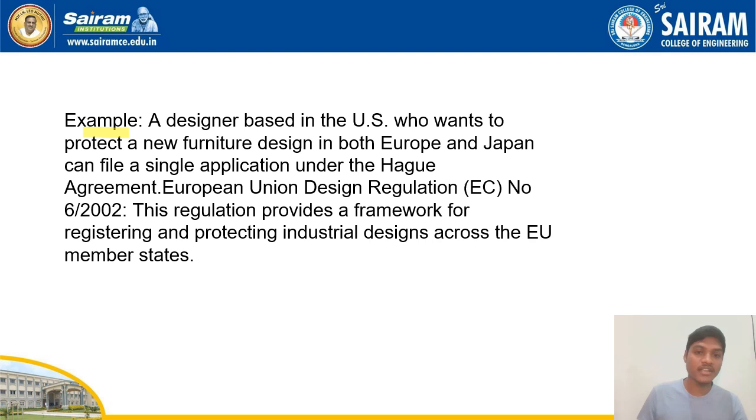For example, a designer based in the US who wants to protect a new furniture design in both Europe and Japan can file a single application under the Hague Agreement. So, if a designer based in the US wants to protect his furniture design in Europe as well as in Japan, he can apply with a single application under the Hague Agreement to protect the design of the furniture.